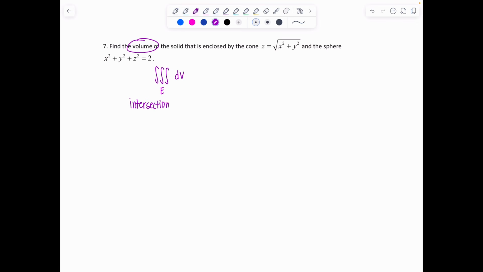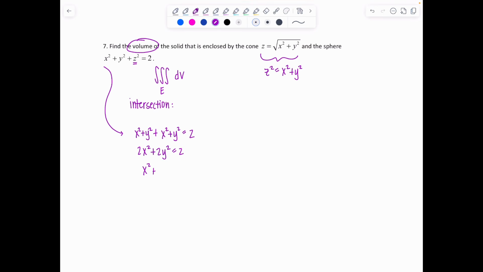So the intersection is going to be where, notice here I have a z squared in this equation, so let me square the cone equation. Z squared equals x squared plus y squared. Then I'll just sub that in here. So if z squared is x squared plus y squared, I've got x squared plus y squared plus another x squared plus y squared equals 2. So then that's 2x squared plus 2y squared is 2.